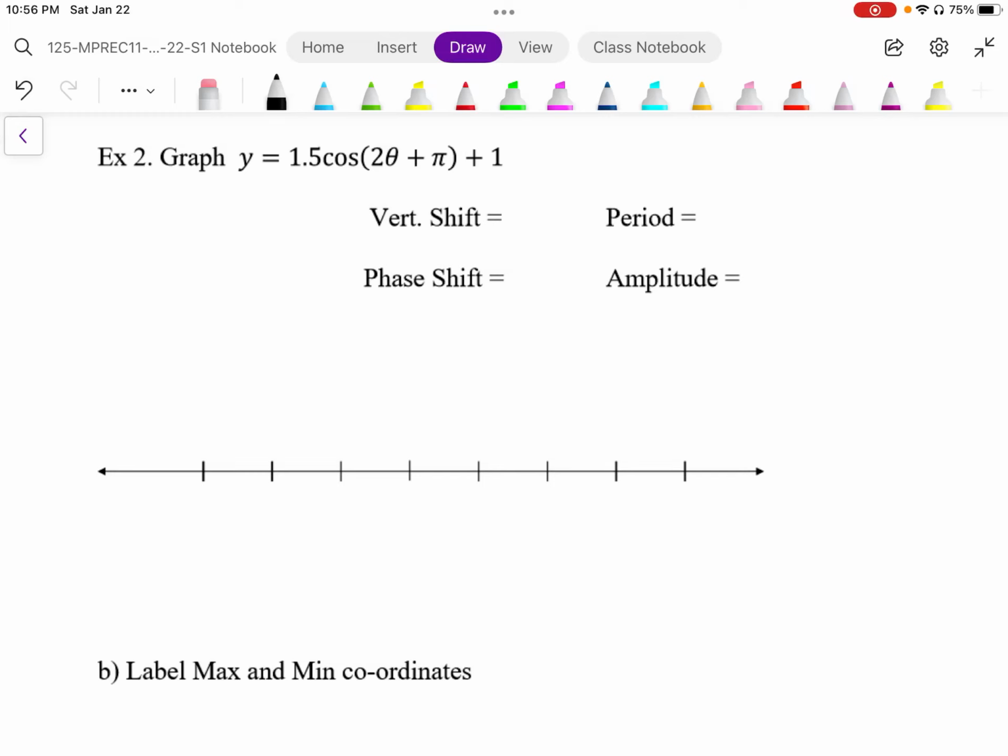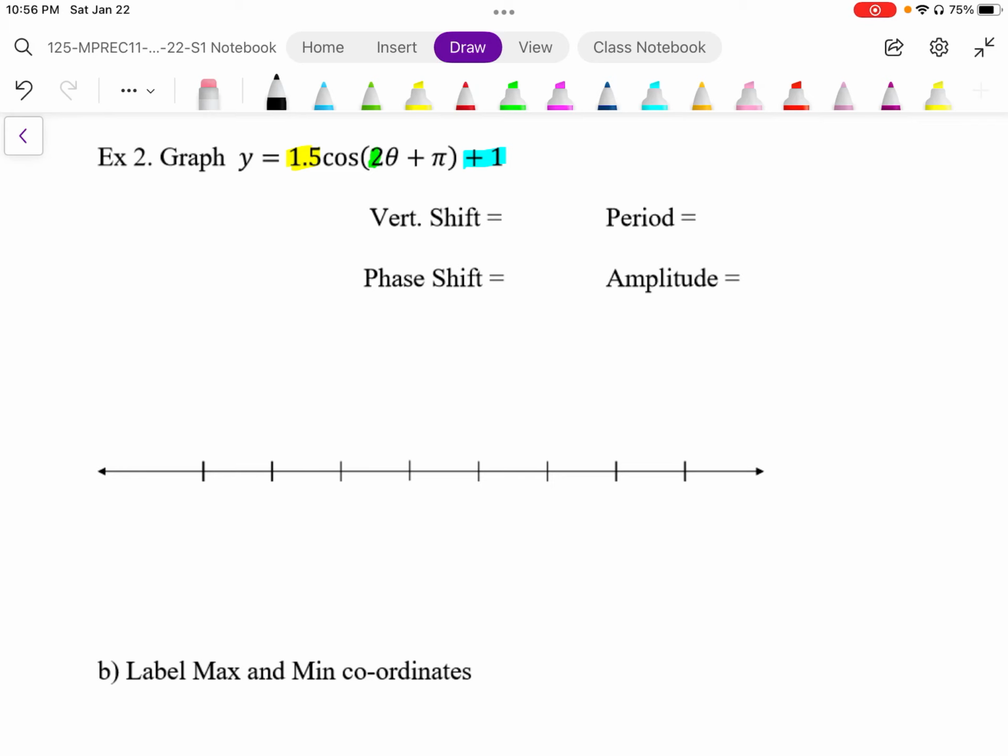Now here I've been given a cosine graph. I've got a leading coefficient of 1.5. We have a horizontal compression involved here. We have our vertical shift here. And our horizontal shift is a little bit difficult because it's not in factored form.